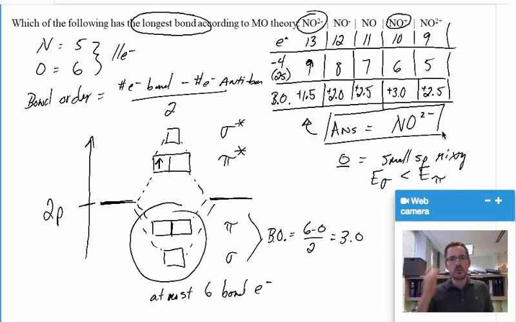According to molecular orbital theory, when you draw these all out, based on the sheer number of bonding electrons to antibonding electrons, NO2 negative will result in the longest bond compared to all 5 of these molecules.